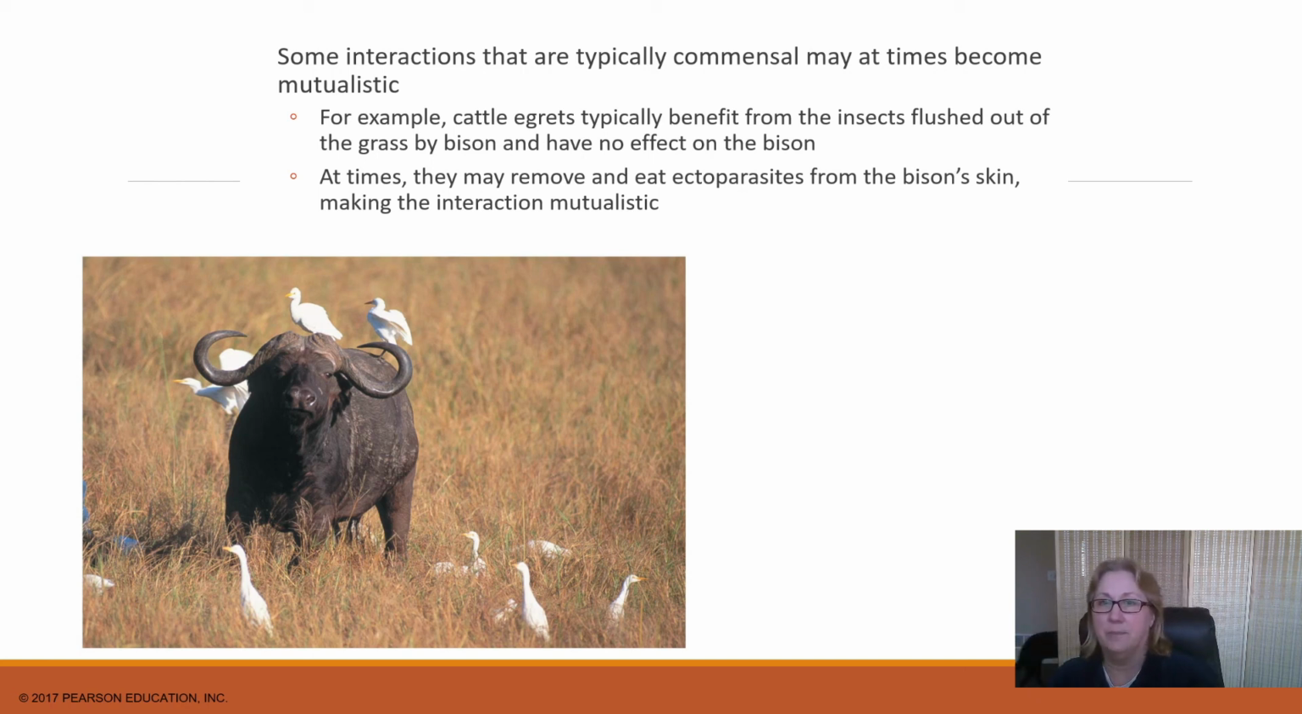Sometimes a relationship can be both mutualistic and commensal. So for example, this African water buffalo, there's normally these cattle egrets that hang around the water buffalo. They benefit in a number of ways from the water buffalo. As the water buffalo walks around and eats grass, they stir up insects that the cattle egrets eat. But the cattle egrets can also eat ticks and other skin parasites. So in that case, then they would be mutualistic. But if they're just hanging around eating insects in the grass that the buffalo are stirring up, then that would be commensalism.